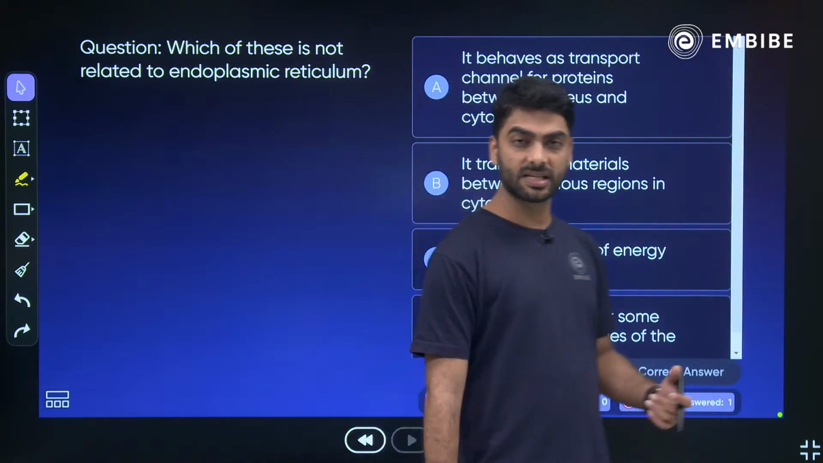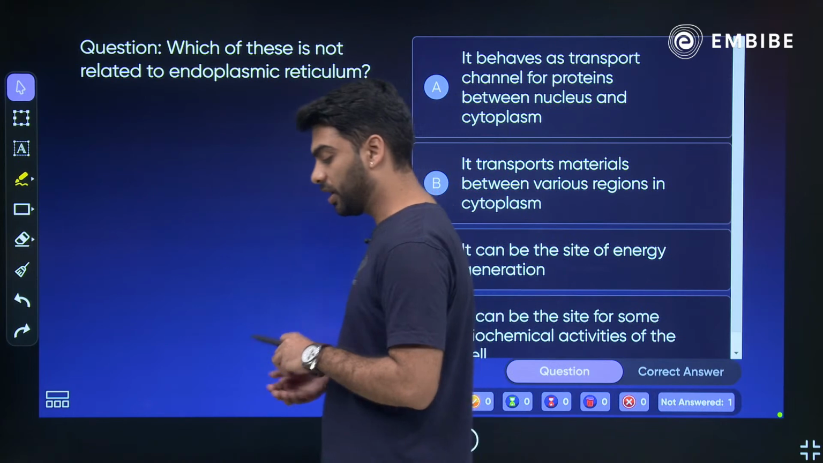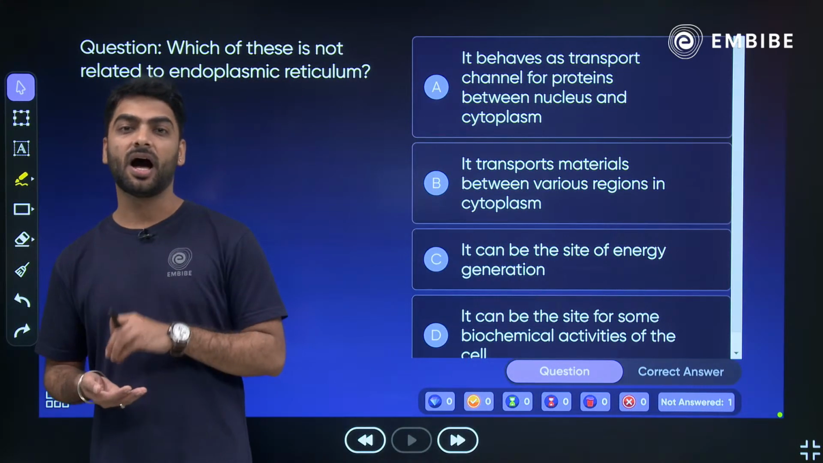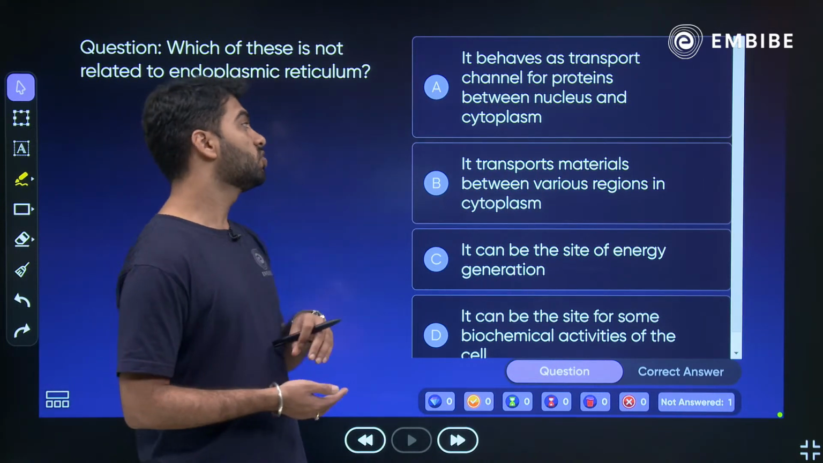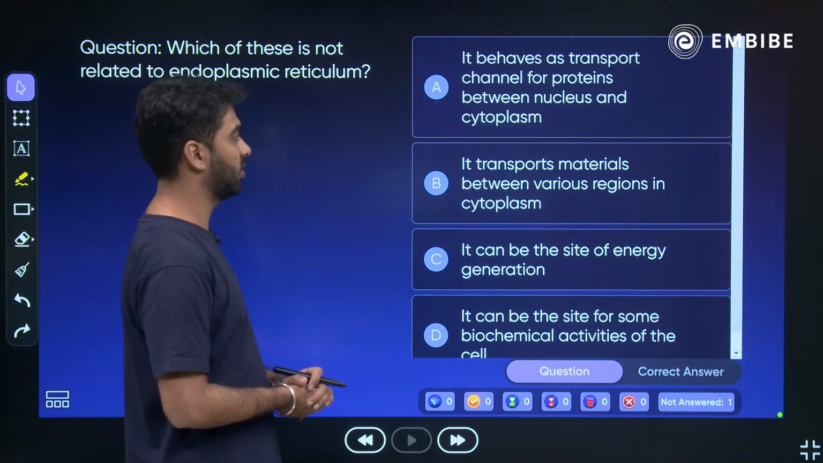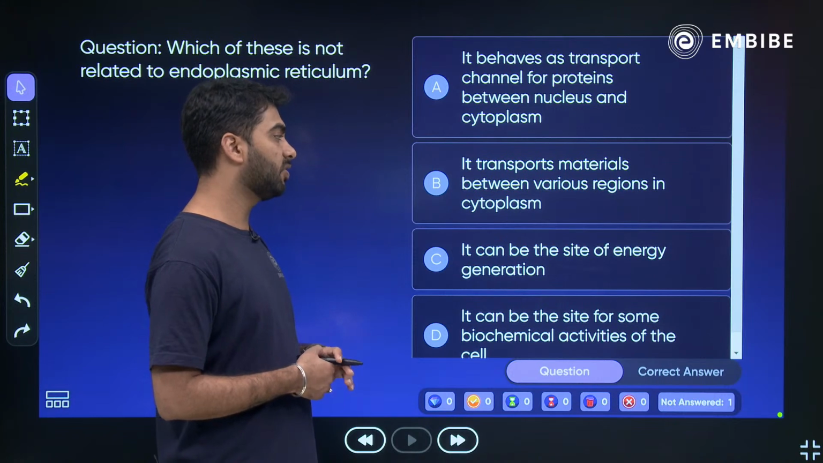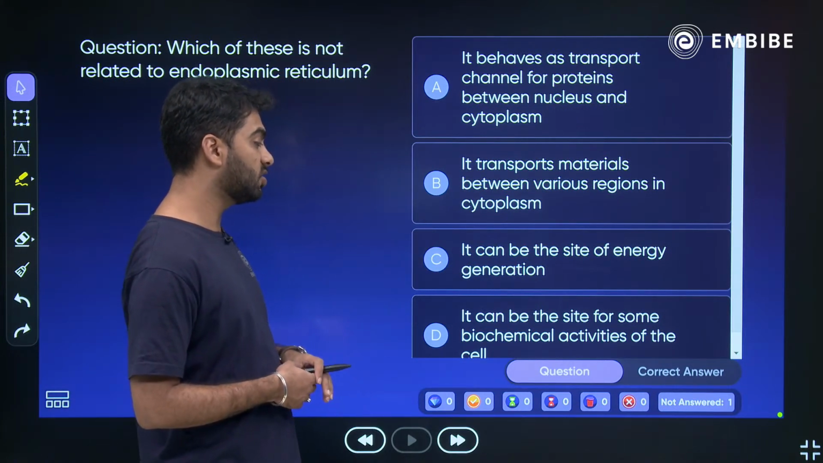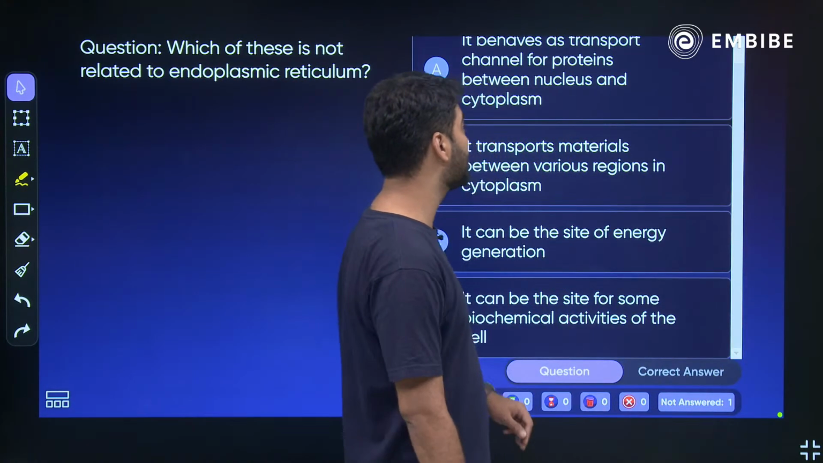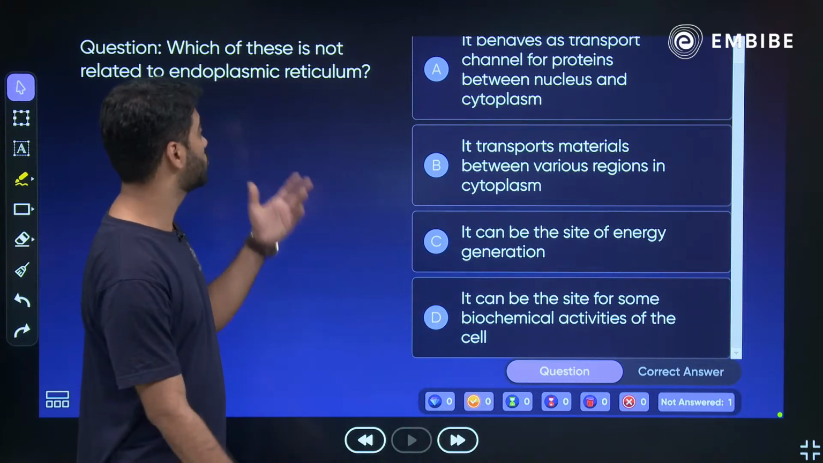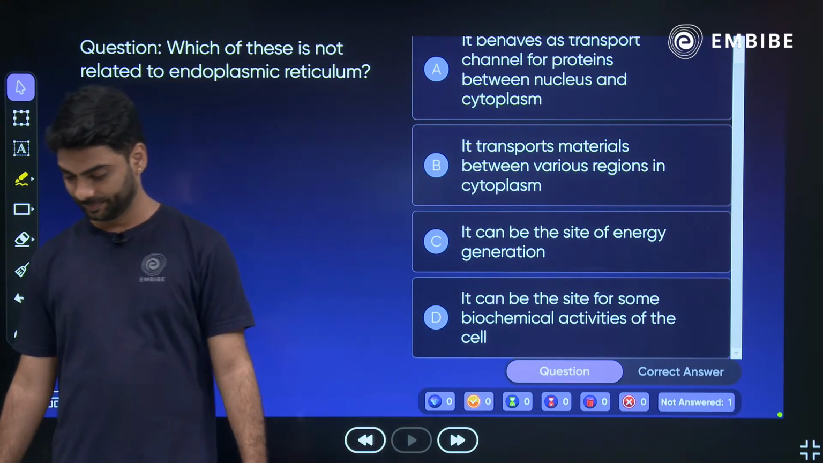The next we have is a question: which of these is not related to endoplasmic reticulum? We know about endoplasmic reticulum, how it is the assembly line, how it has rough endoplasmic reticulum and smooth endoplasmic reticulum. So, which of these is not related to it? It behaves as a transport channel for proteins. It transports material between various regions. It can be the site for energy generation, or it can be the site for biochemical activities. Which of these is not true? Very, very easy, super easy. I will give you 30 seconds, your time starts now.